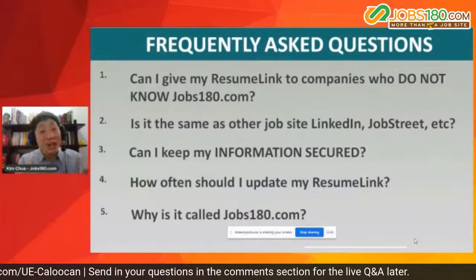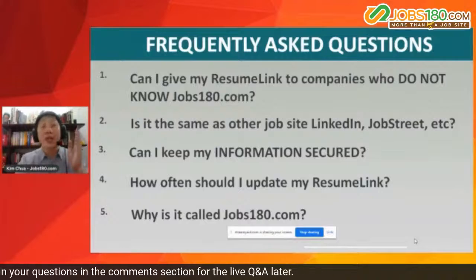Di ba? So you have to do it 180 degrees. It's a straight line towards your career goal.